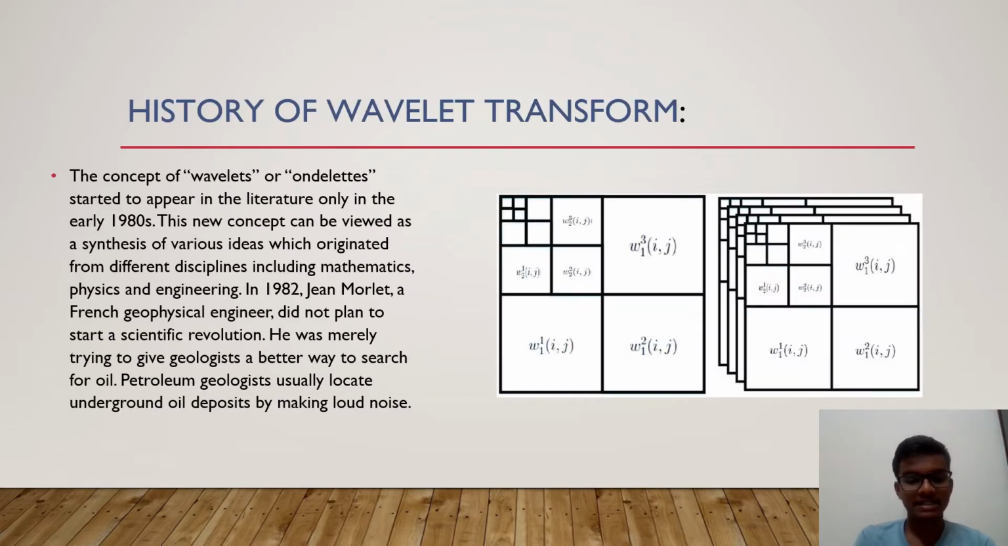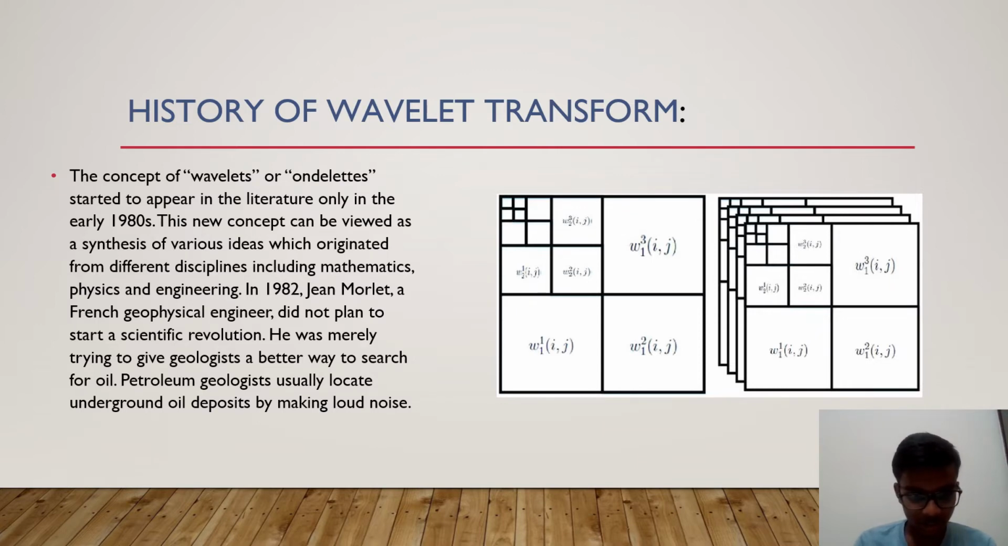Now let's discuss the history of the wavelet transform. The concept of wavelets, or "ondelettes", started to appear in the literature only in the 1980s. This new concept can be viewed as a synthesis of various ideas which originated from different disciplines including mathematics, physics, and engineering. In 1982, Jean Morlet, a French geophysical engineer, did not plan to start a scientific revolution.